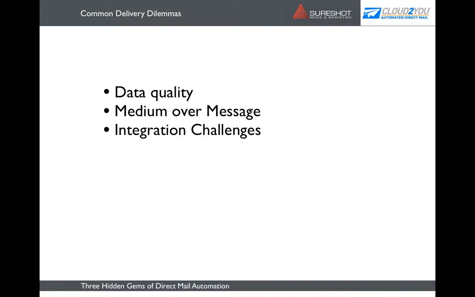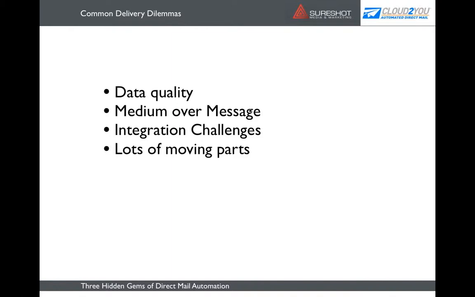Additionally, what if this direct mail piece, we want it to actually work with this other campaign, which relates to a Facebook or Twitter campaign? How do we integrate those pieces and make sure it all works well together? That's really, really hard to do because there's just a lot of moving parts in a direct mail campaign today.